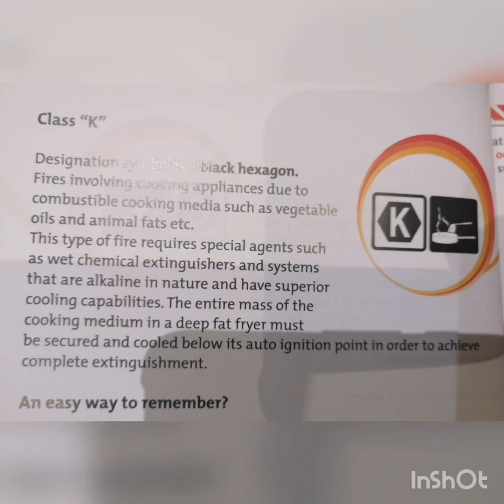The mass of the cooker and medium in a deep fat fryer must be secured, and a cooker below it automatically ignites, so as to achieve complete extinguishment. The class K fire is black in color, right? These are fires that ignite from cooking appliances like a gas cooker. What you use to eradicate this fire is an extinguisher called alkaline.